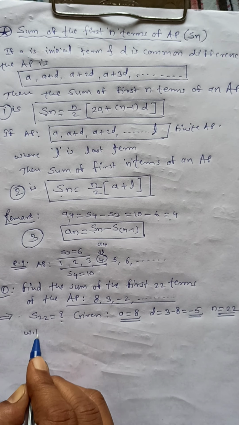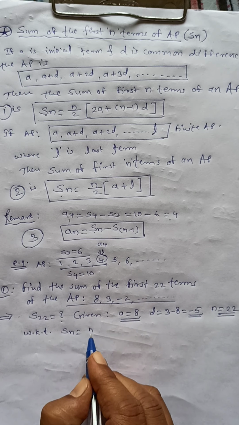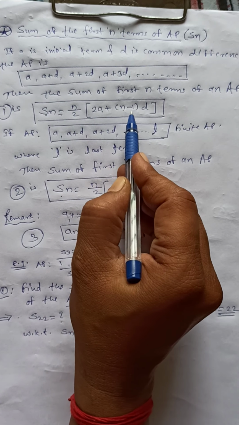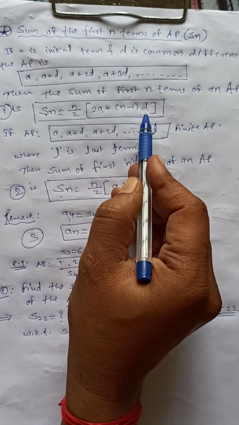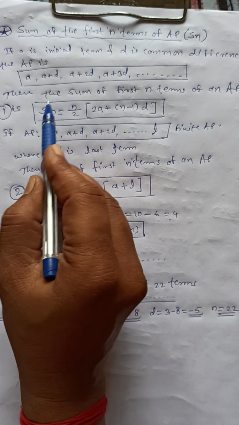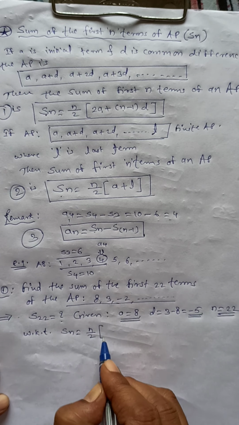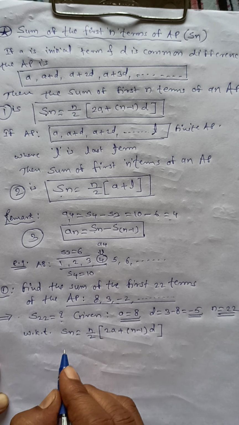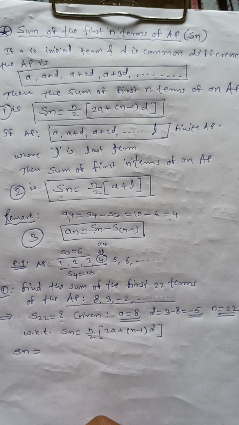So we know the formula: Sn is equal to n by 2 [2a + (n minus 1) d]. This is the first formula we are using. We have to find out Sn. We know n, we know a, we know d. These three things we know, so we can calculate Sn. So we will just put the values.